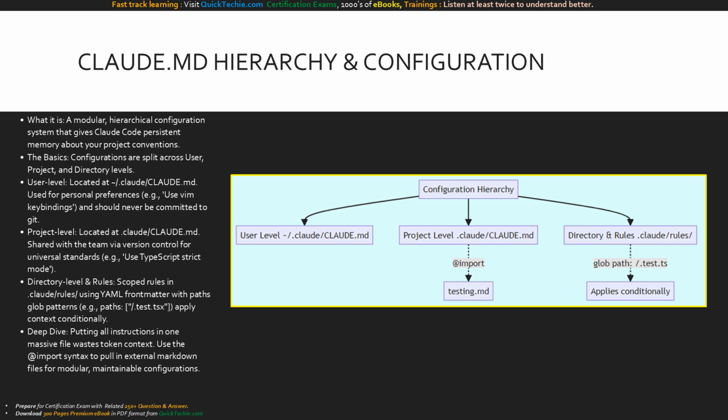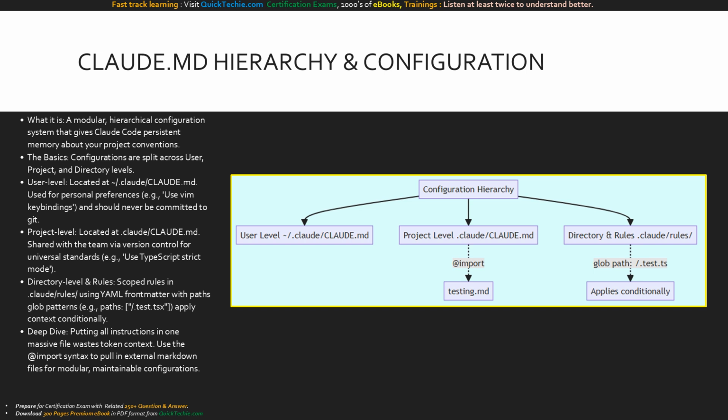Team-wide standards go in the project-level config, which you commit to version control. To avoid context window bloat, don't write a monolithic file. Instead, use directory-level scoping and modular rule files with glob patterns. This ensures Claude only loads testing conventions when it's actually editing a test file.